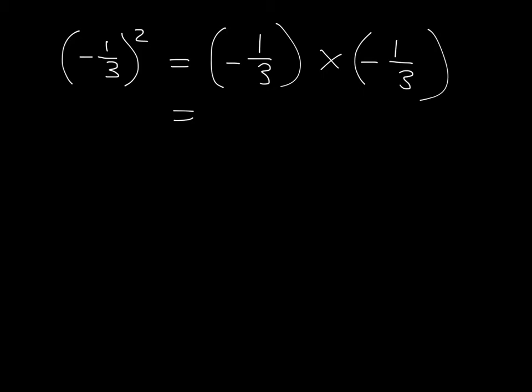Well, how do we multiply fractions? We multiply the top, we multiply the bottom. So 1 times 1 is 1, 3 times 3 is 9. Just a quick point to note that it'll actually be different if we wrote it this way. Can you see the difference?